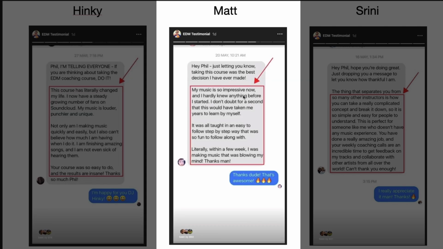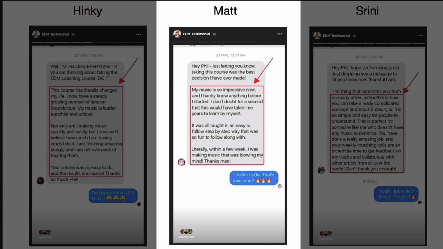Matt says my music is so impressive now and I hardly knew anything before I started. I don't doubt for a second this would have taken me years to learn by myself. It was all taught in an easy to follow, step-by-step way that was so fun to follow along with. Literally within a few weeks I was making music that was blowing my mind.